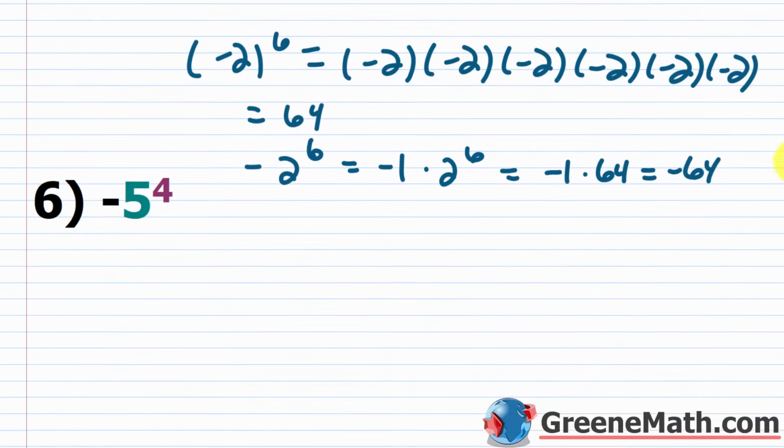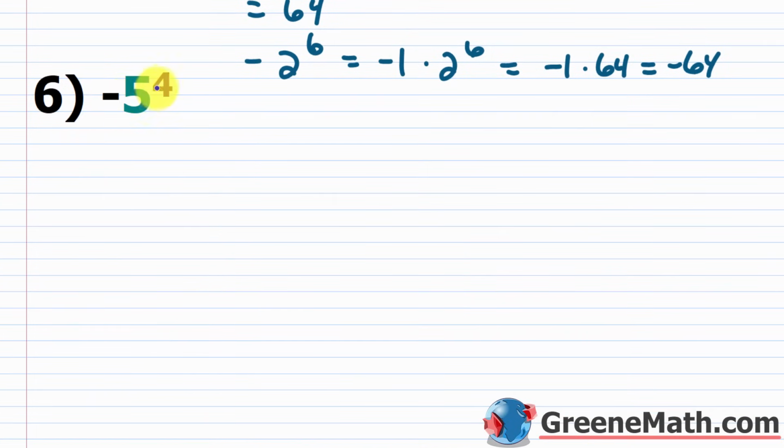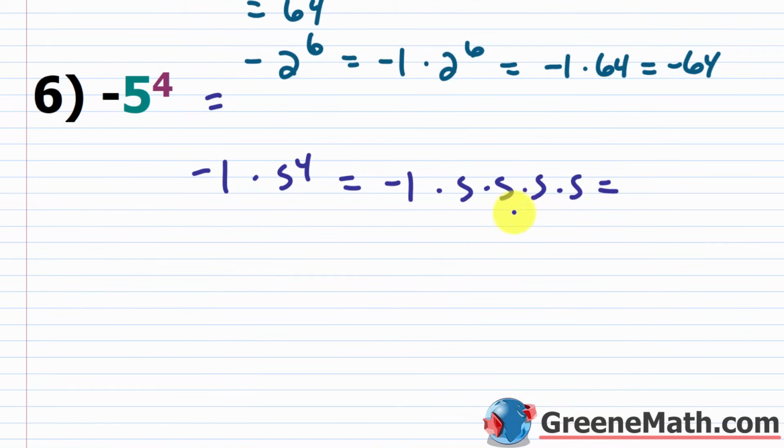Okay, let's scroll down. Here we have the negative of 5 to the 4th power. Again, I think we know this at this point. This is negative 1 times 5 to the 4th power. Most of you know 5 to the 4th power is 625. But again, you could write this out. So negative 1 times 5 times 5 times 5 times 5. And then just go through. This would be 625. And negative 1 times that. So negative 1 times 625 is negative 625.